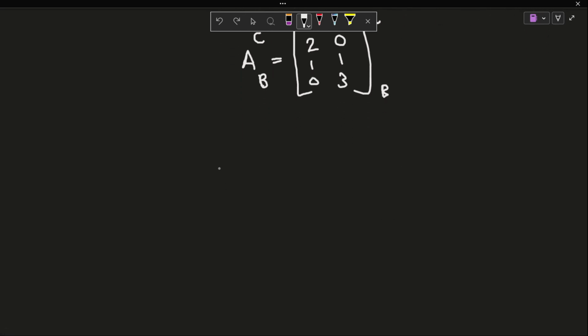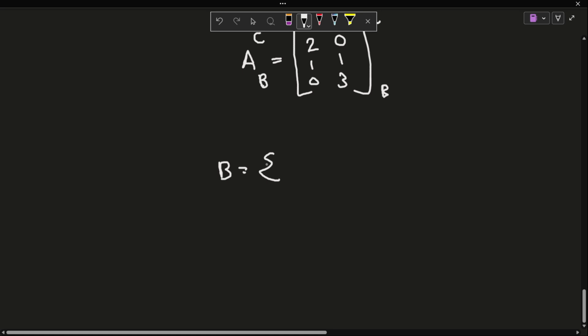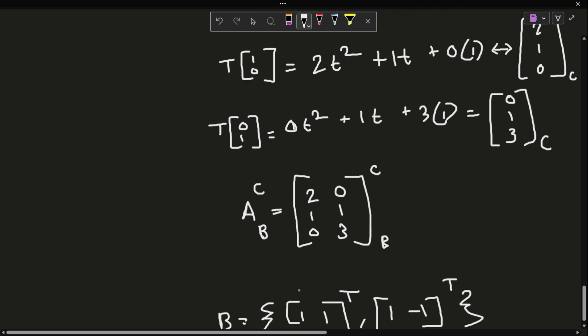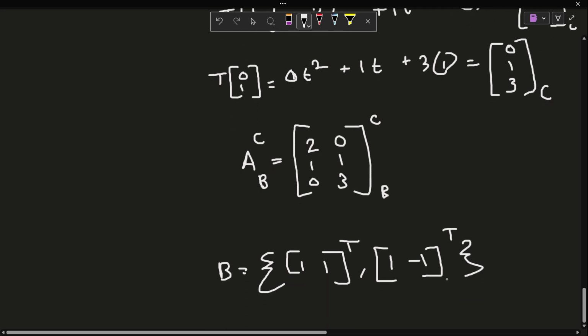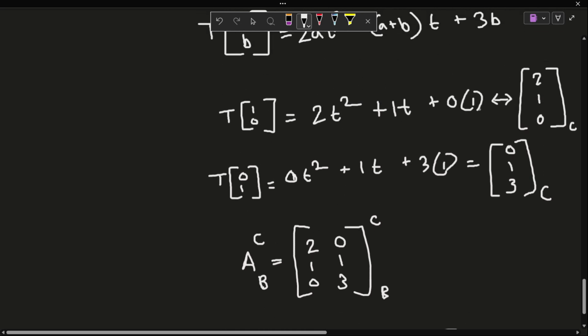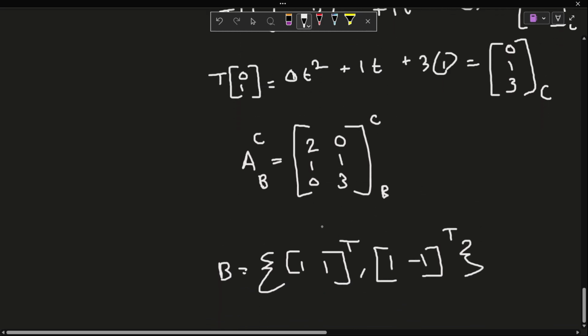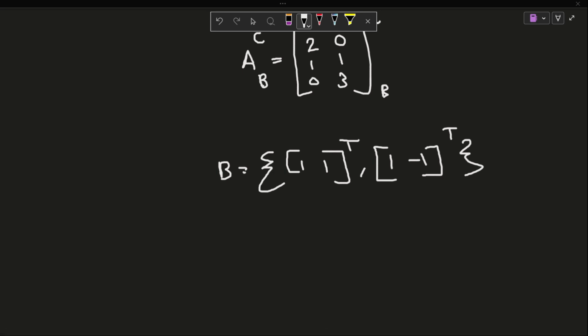Okay, and if you were to do this with, let's say, the basis equal to (1, 1) transposed and (1, minus 1) transposed, why don't you go ahead and try this? What you do is plug this into your transformation, plug this into your transformation, get your output, and then put them together in your matrix. Okay, so go ahead and try that, and then I'll come back and we'll do it together.